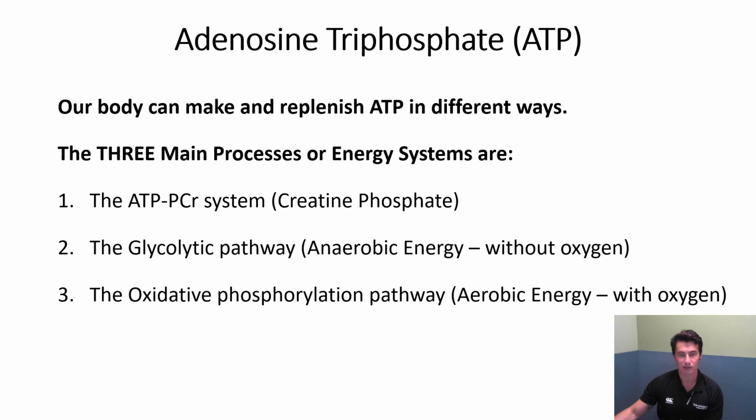Our body can make and replenish ATP in different ways. The three main processes that we're going to look at, or our energy systems, are the ATP-PCR system. PCR is phosphocreatine, or creatine phosphate. It's a molecule like ATP. We can look at the glycolytic pathway, or the anaerobic energy without oxygen, and the oxidative phosphorylation pathway, which is aerobic energy with oxygen. So just to recap, glycolytic is anaerobic, without oxygen; oxidative is aerobic, with oxygen.